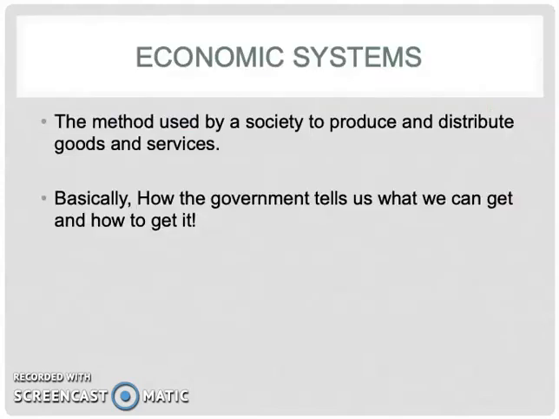Now, first off, we have to actually look at what an economic system is. So, in general, what's in your textbook, it says that the economic system is a method used by a society to produce and distribute goods and services. However, to break it down a little bit, this is simply how the government can tell us what we can get and how we can get it.